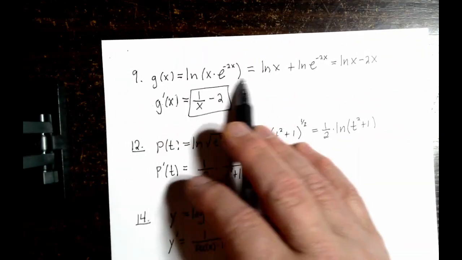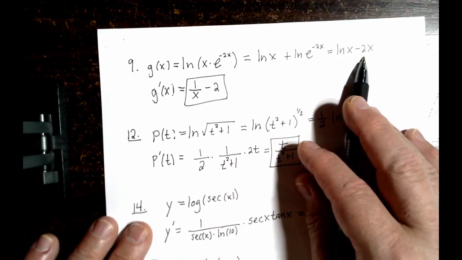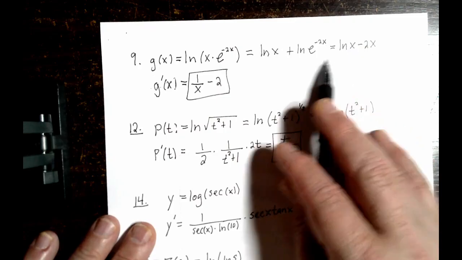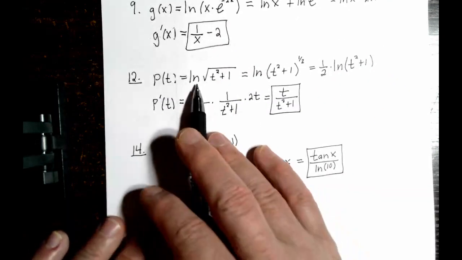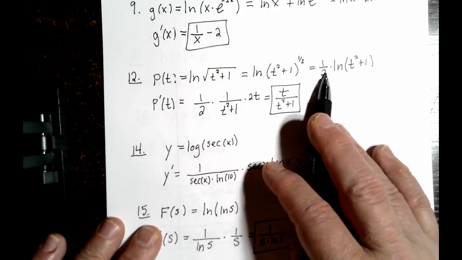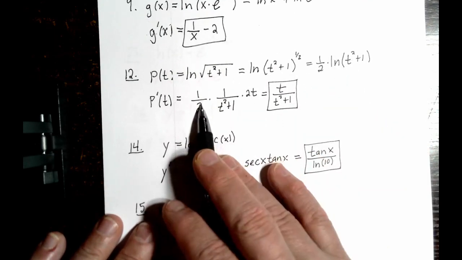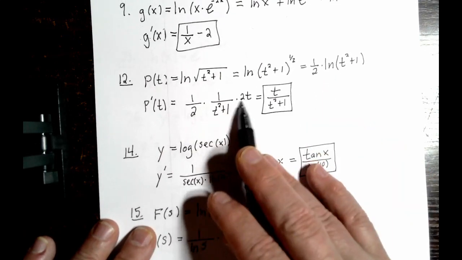Again, you can break this guy up using logarithmic rules, and you eventually get to this point here. So the derivative of ln of x is 1 over x, derivative of 2x is just 2. This guy, you can write as an exponent 1/2, and you can bring the 1/2 out front. And now when you take the derivative, the 1/2 is out front, and you say 1 over this guy times the derivative of that guy.